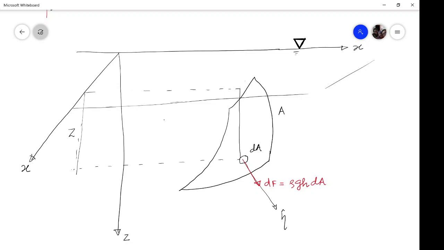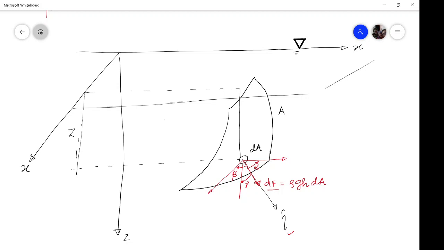Now, what was the strategy? The strategy was to resolve this into all the possible directions. So let us assume that this unit normal vector is making an angle alpha with the x-axis, beta with the y-axis, and gamma with the z-axis. This is the vector in the direction of which this small force is acting.